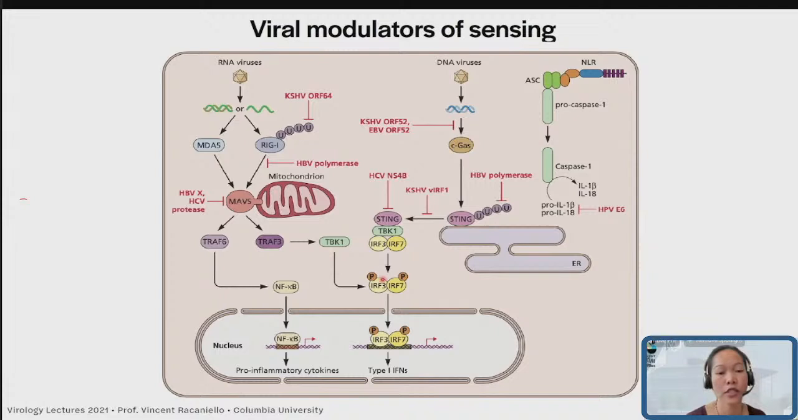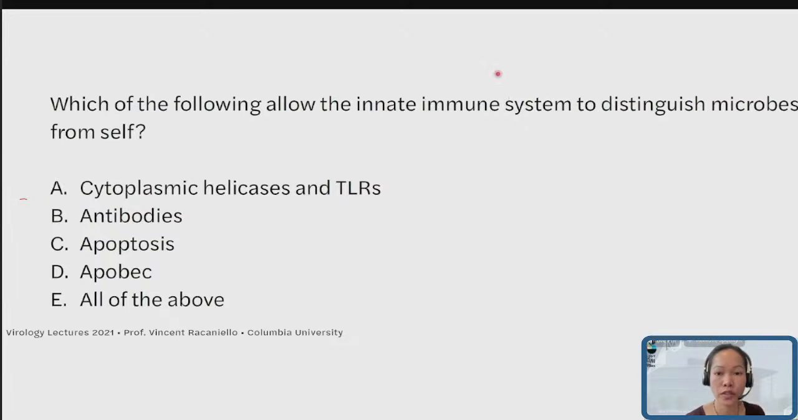So question, which of the following, I think, allow the innate immune system to distinguish microbes from self? So A, cytoplasmic helicases, TLRs, anti-TLRs, antibodies, apoptosis, APOBEC, and all of the above. So definitely, one thing that distinguishes microbes from cells are the cytoplasmic helicases because of the pattern recognition receptors and yung mga PAMPs na sa particular na virus. So the answer here is cytoplasmic helicase and TLRs.